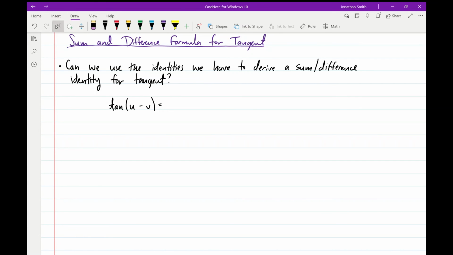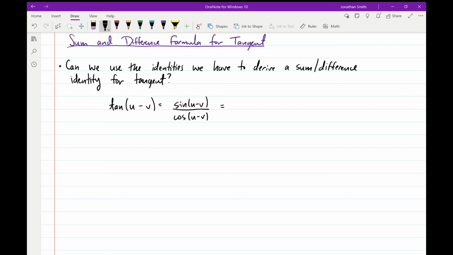All right, so we're going to start out with tangent of u minus v, and let's see if we can rewrite this and get something else. So the first thing I notice is that tangent of u minus v can be rewritten as sine of u minus v over cosine of u minus v. So this is the quotient identity. But now we have formulas for both of these things in the numerator and the denominator.